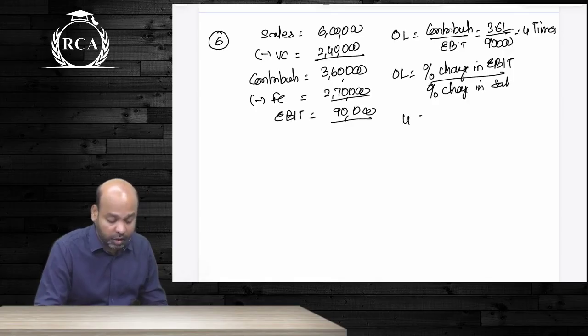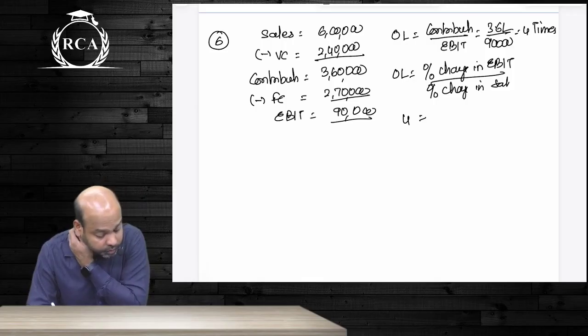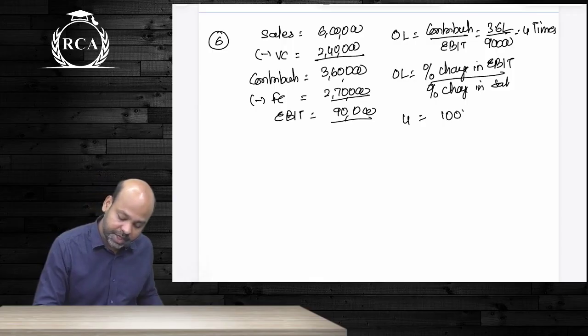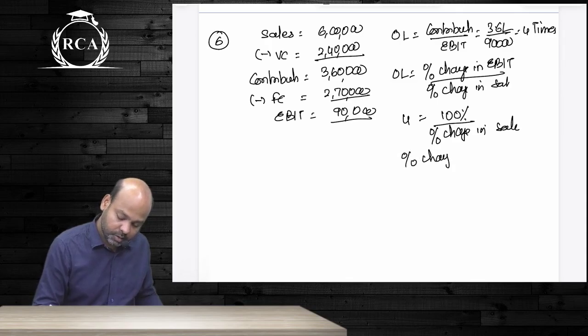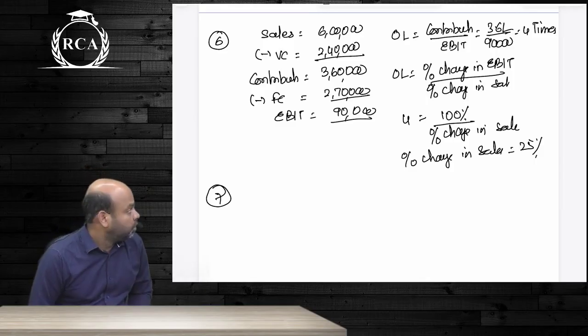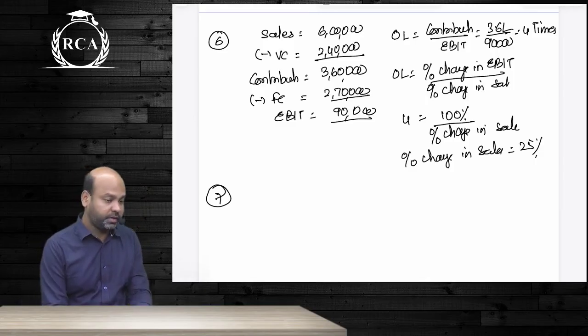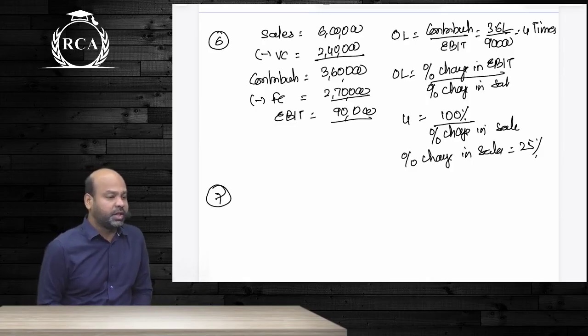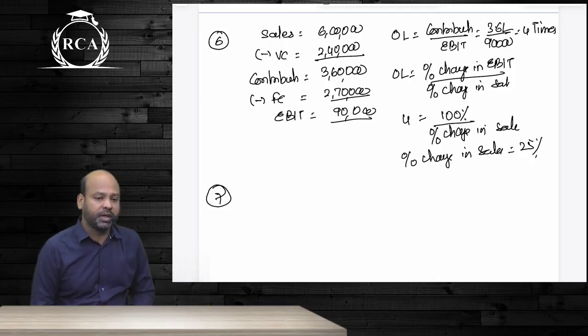So 4 is equal to, you want your EBIT to double. Sorry. So EBIT change beta should be 100%. Percentage change in sales will be 25%. Percentage change in sales, guys, is going to be 100% divided by 4. That is 25%. Are we all clear about this, guys? Percentage change in sales beta will be 25%.